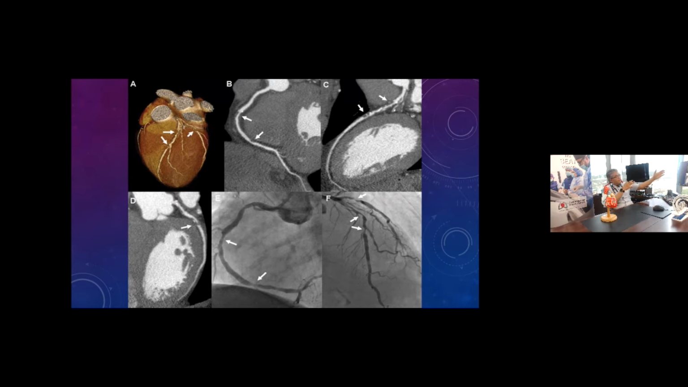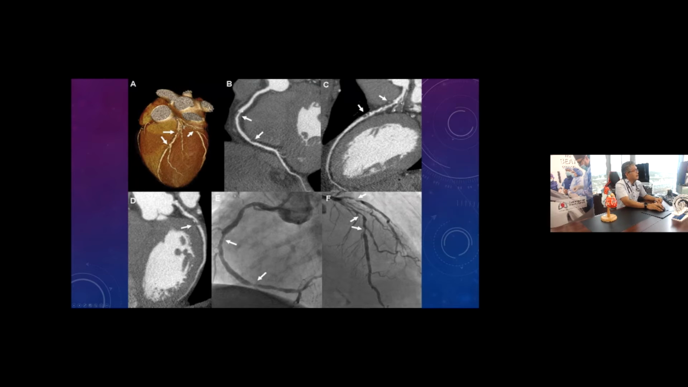And then this is the same person, CT first and then an angiogram later on. And you can see that on the CT, both these narrowings look bad. But on the angiogram, the upper one actually was not bad, only the lower one was bad.